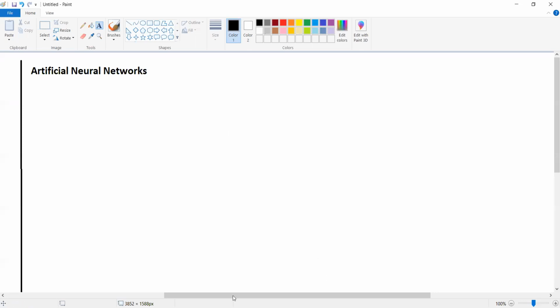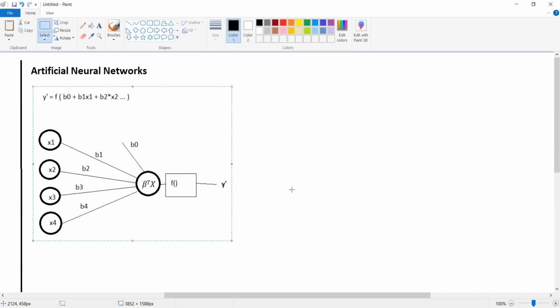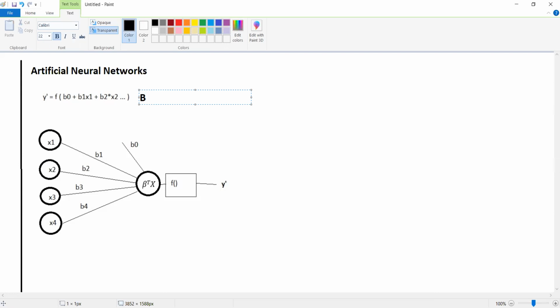So who remembers this picture from way back, however many weeks ago? This picture was a representation of a GLM. We said GLM: we do some linear combination of our features times the weights. Remember, we later rewrote this as the beta vector times the X vector, or the beta transpose vector, right? And then we put it into some non-linear function, usually.